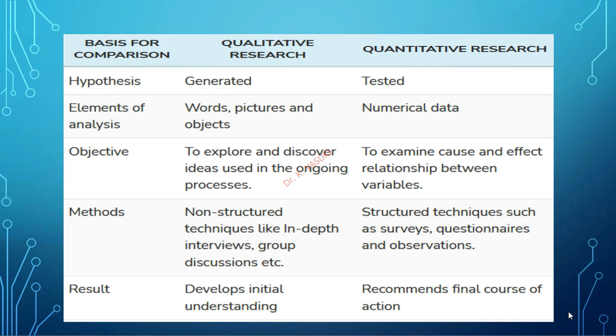The methods used in qualitative research are in-depth interviews, focus group discussion, observation, etc. But in quantitative research, they are using structured interviews, observation, and surveys. That is a pre-planned one. The last one is the result. Qualitative research develops the initial understanding, whereas quantitative research recommends a final course of action.